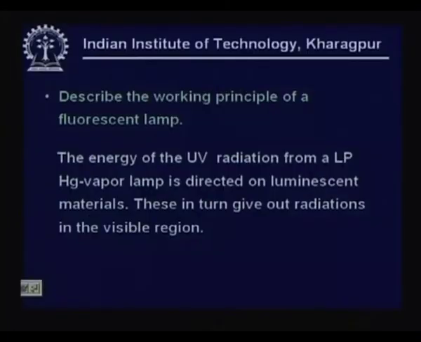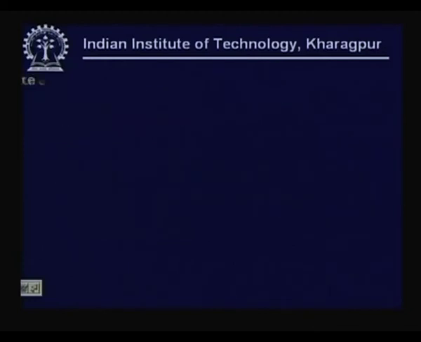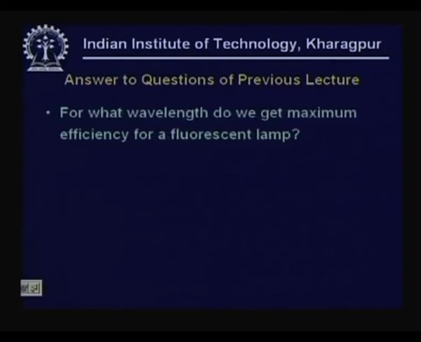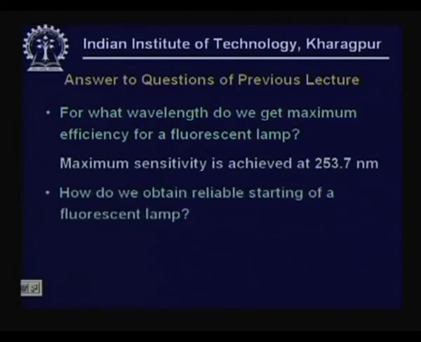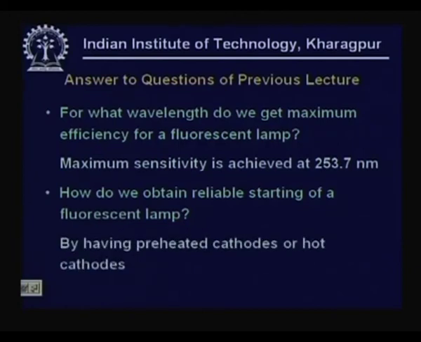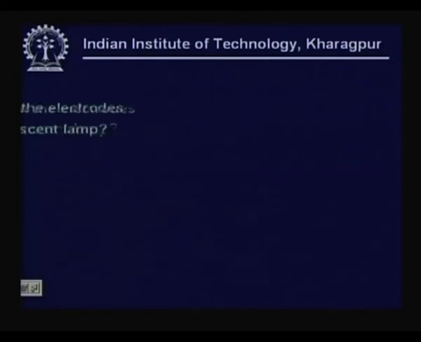Working principle of a fluorescent lamp: the energy of the UV radiation from a low pressure mercury lamp is directed on luminescent materials or phosphors, which in turn give out radiation in the visible zone. For what wavelength do we get maximum efficiency of a fluorescent lamp? The maximum sensitivity is around 253.7 nanometers. How do we obtain reliable starting of a fluorescent lamp? By having preheated cathodes or hot cathodes.